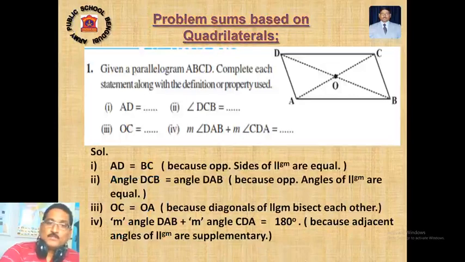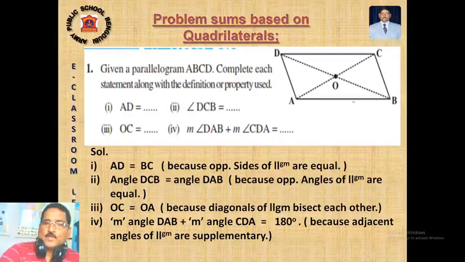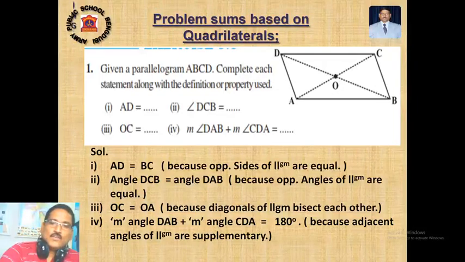Now you have to remember those properties I mentioned. On this basis, you have to solve certain problems related to parallelogram, rectangle, rhombus, etc. Here you see a given parallelogram ABCD, complete each of the statements. Where is AD? AD is this. AD will be equal to BC. Why? If you say AD equals BC and no remark is there, I will not give you marks, because opposite sides of a parallelogram are equal.